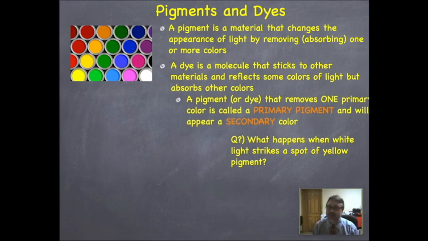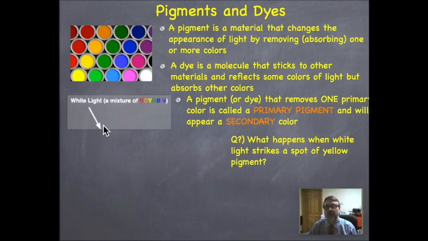So here's a practice question. What happens when white light strikes a spot of yellow pigment? All right, let's take a look. Well, I start with a ray of white light, which is really a mixture of all the colors of the visible spectrum, Roy G. Biv. But our eyes cannot perceive all the parts of the spectrum. Our eyes are really only sensitive to the red part, the green part, and the blue part. So instead of working with all these colors, I'm only going to work with red, blue, and green.